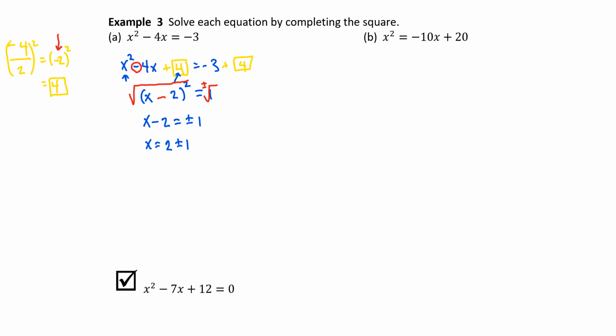And I'm going to sneak that 2 in front of the plus or minus. And I don't want to leave it like that. Those numbers are compatible, so let's separate them. One answer is 2 minus 1. The other answer is 2 plus 1. And we can certainly evaluate those. 2 minus 1 is 1, and 2 plus 1 is 3. So we have 2 solutions for our original quadratic equation.